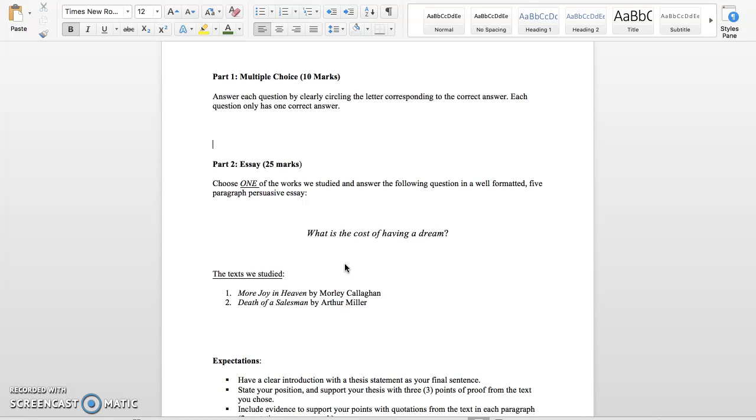My own personal example, don't use this for your exam, obviously, but an example would be: Kip Caley had a dream. He wanted to live a normal life after being a famous prisoner. This cost him his family, his relationship, and ultimately his life. So paragraph 1 would be talking about how his dream cost him his family. Paragraph 2 would be talking about how his dream cost him his relationship with Julie. And paragraph number 3 would be talking about how it ultimately cost him his life.